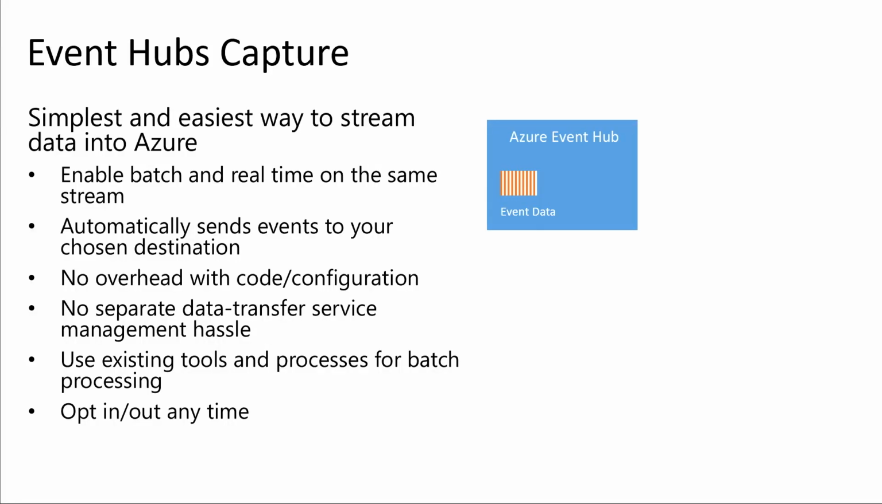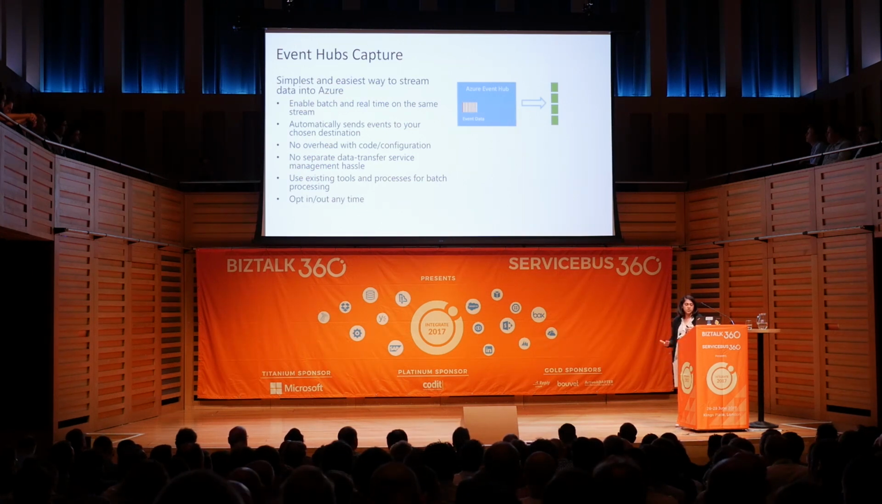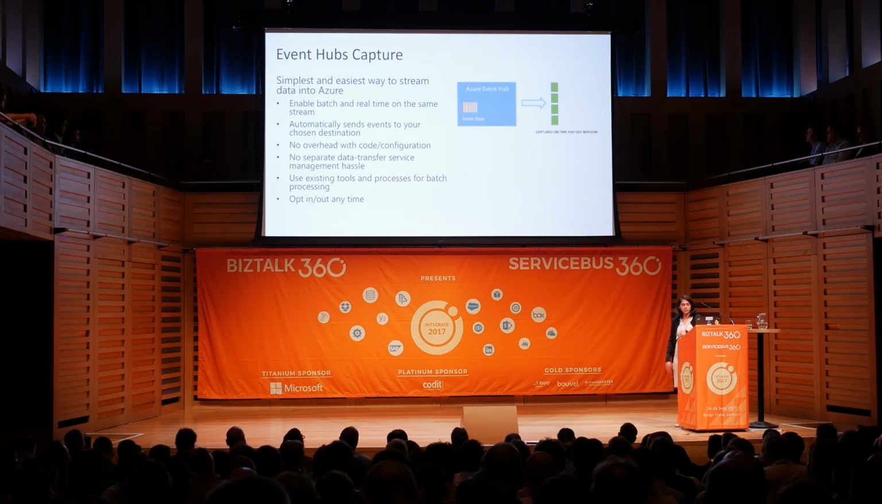And how does this work? We have an event hub, and we have event data in the event hub. You specify a time and size window within which you want the capture to kick in and push the data. Whichever comes first, time or size, we start capturing the data based on that window into your blob storage, and soon Data Lake Store as well.